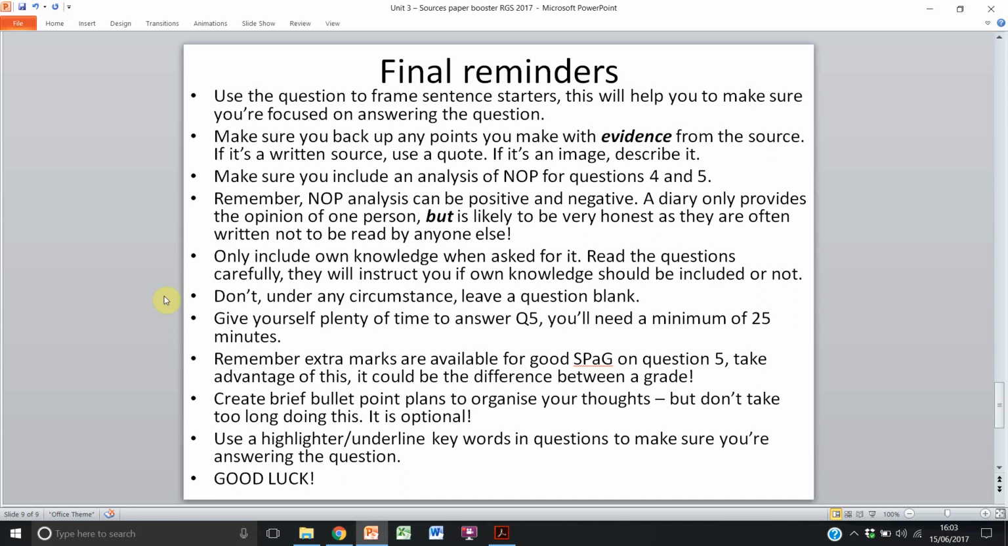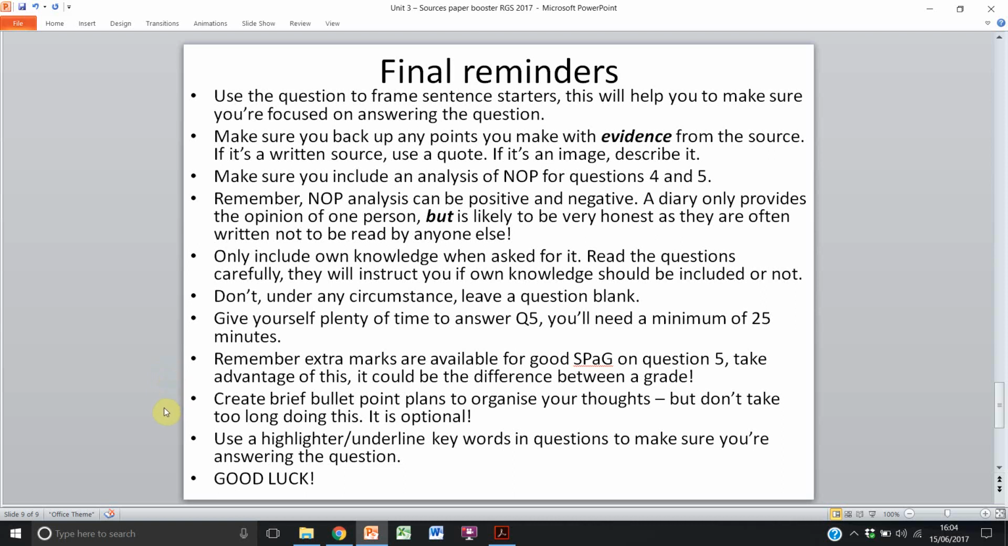Don't, under any circumstances, leave a question blank. Even if you only get 1 or 2 marks, that could be the difference between one grade or the next. Make sure you give yourself plenty of time to answer question 5. Unless you get extra time, you need a minimum of 25 minutes. Make sure you take care with spelling, punctuation and grammar on question 5, because that could be the difference between a grade.